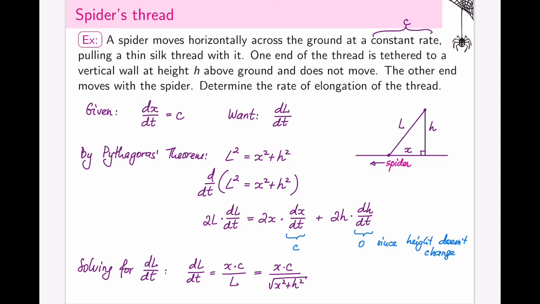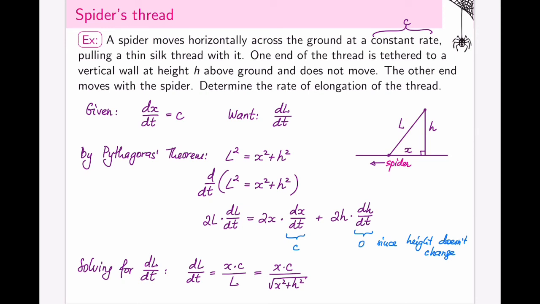Notice that in this case too, I'm assuming that the spider can move left or right here. And so depending on whether c, the rate of change of x, is positive or negative, the entire value here is also going to be positive or negative in the exact same way. So if c is positive, it means that the spider is moving away from the wall, which will result in the elongation rate also being positive, which corresponds to the thread length increasing. If c is negative, he's moving towards the wall, which will correspond to the length of the thread shrinking.